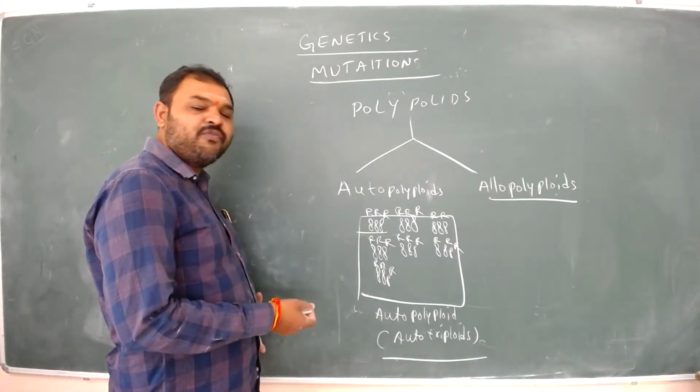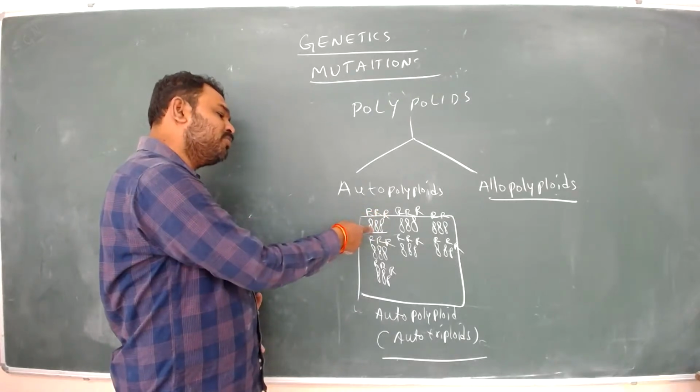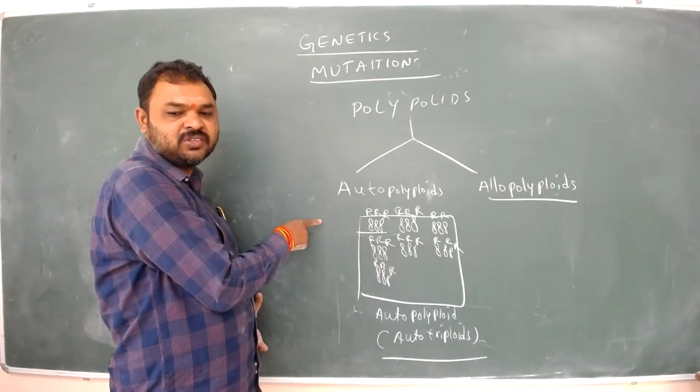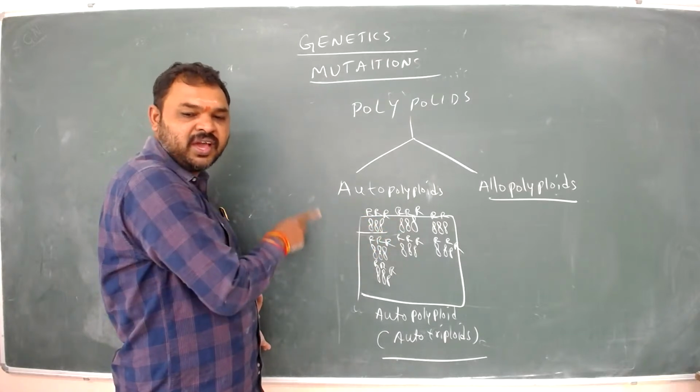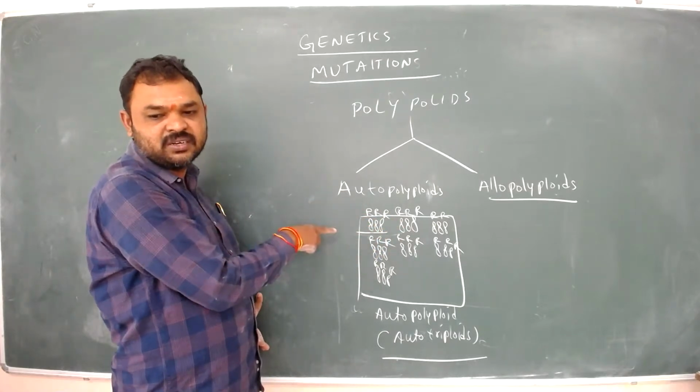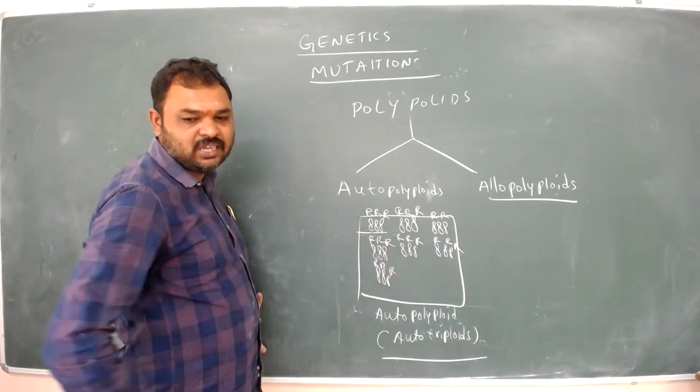So what is an autopolyploid? The addition of the same chromosome to their virginal set. Same means same species. It is Raphanus sativus. Only the same Raphanus chromosomes we are adding. Therefore, to their virginal set, the same nature chromosome is added, and autotriploids are formed.